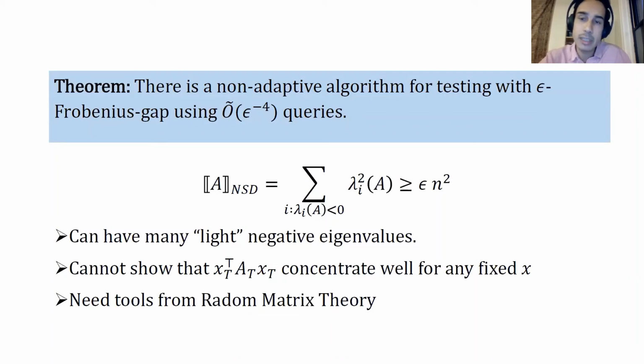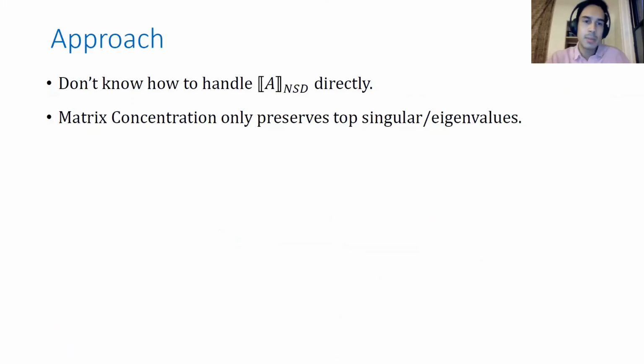In particular, we're going to need tools from random matrix theory to show concentration. But the issue is that even with these tools, it's not going to be possible to handle this NSD part directly. The reason is that concentration is only going to be possible for things that are large.